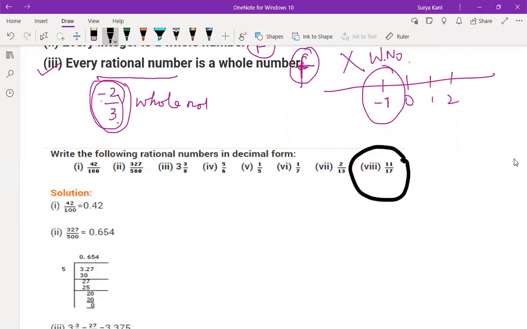All of you do this question, 11 by 17. Who can tell me the answer fast? Just let me know.